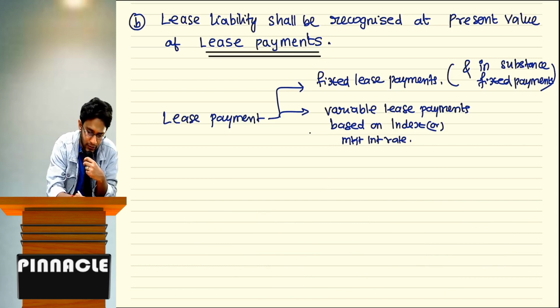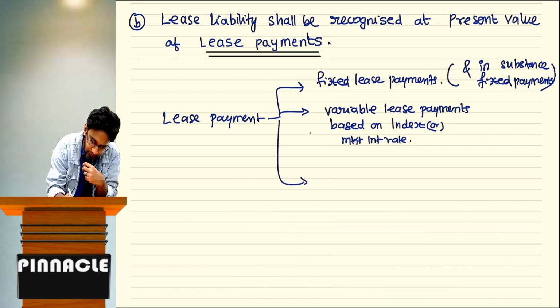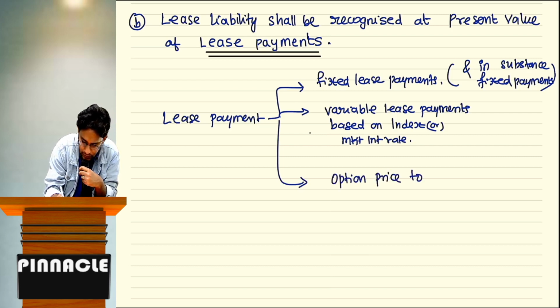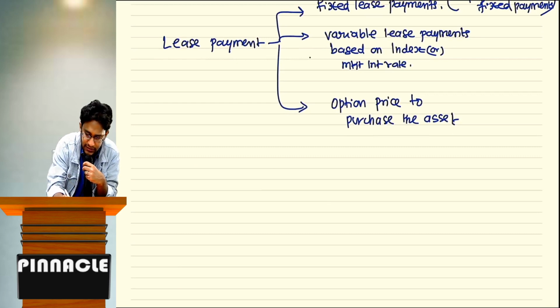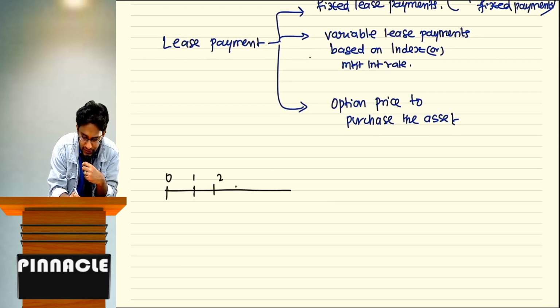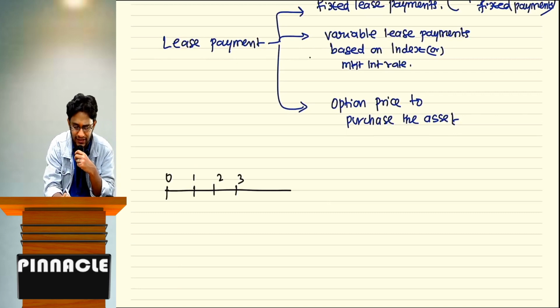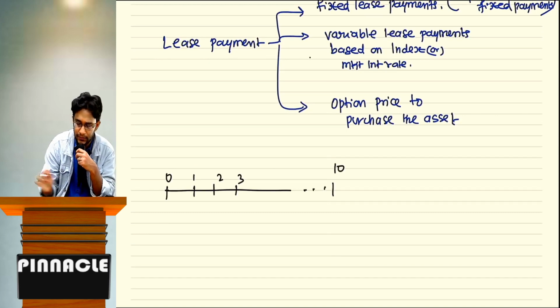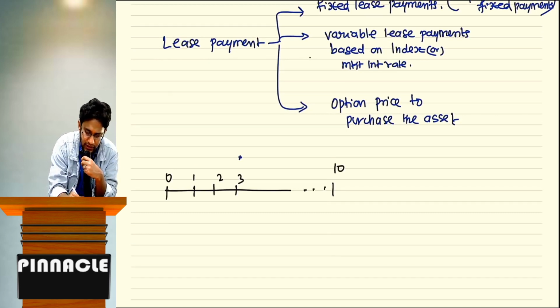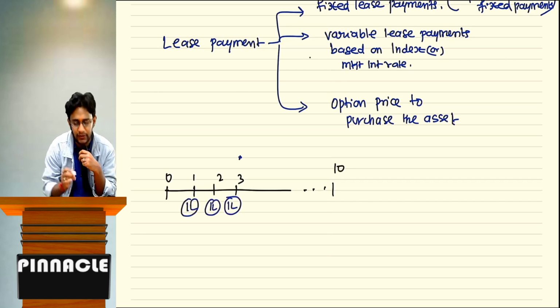Then there are extra points also, like the option price to purchase the asset. What is the meaning of the option price to purchase the asset? Sir, I have taken the asset on lease for a period of 3 years. Asset life is 10 years, you leave it. But my lease period is only 3 years. So I pay 1 lakh rent here, 1 lakh rent here, 1 lakh rent here.